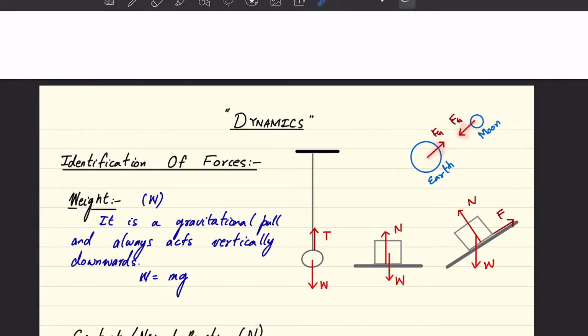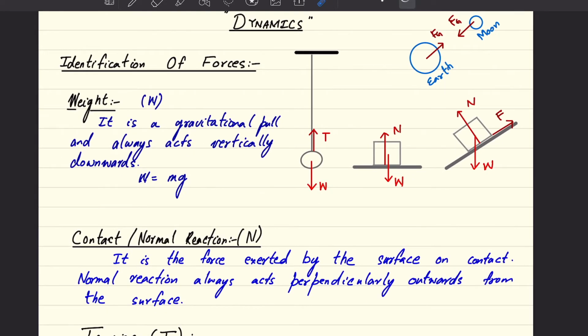The other force that you should be able to identify or recognize yourself is the normal reaction or the contact force. So whenever two solid surfaces come in contact with each other, then they exert normal reaction onto each other. So the normal reaction must act perpendicularly outwards from the surface exerting it. So on this particular block, the normal reaction must act vertically upwards, and for the inclined surface, the normal reaction must act perpendicularly outwards from the surface. So it must make an angle of 90 degrees.